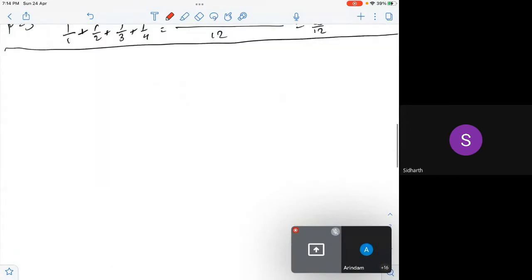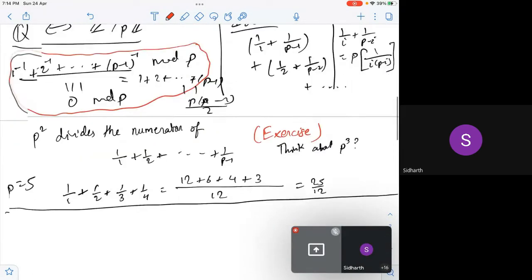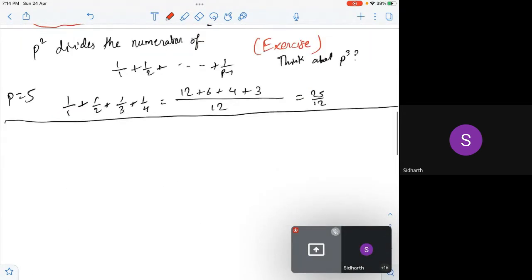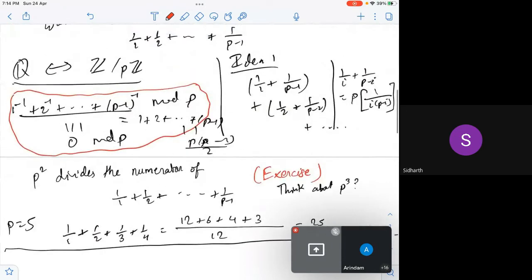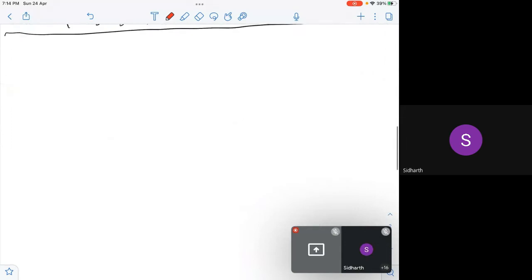For the p square question, is the proof using just pairing, or is it with the correspondence? You can do it using pairing or the correspondence, both work. Okay. What should be the next module?